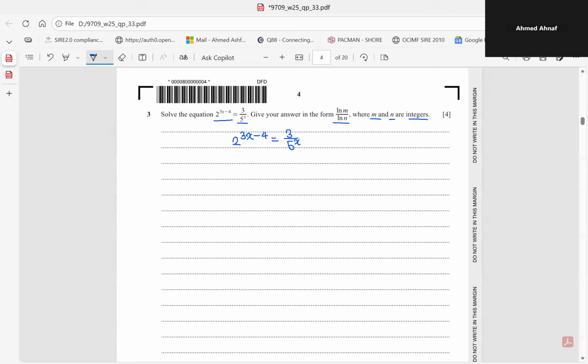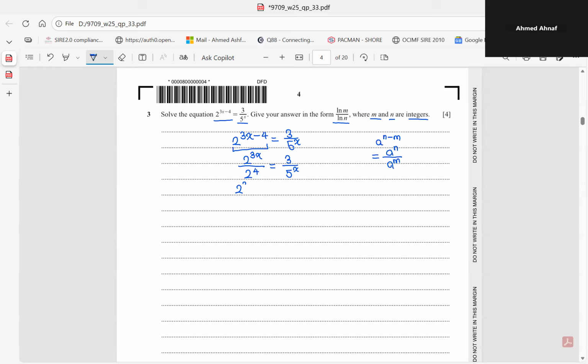To make the separation of x terms and non-x terms easier, we are going to split the left-hand side first. So using our law of indices, we know that a to the power of n minus m is the same as a to the power of n divided by a to the power of m. So similarly, we can write this as 2 to the power of 3x over 2 to the power of 4 equals 3 over 5 to the power of x.